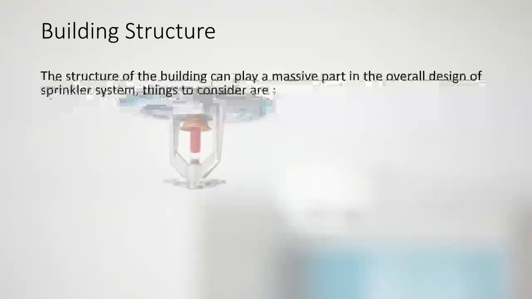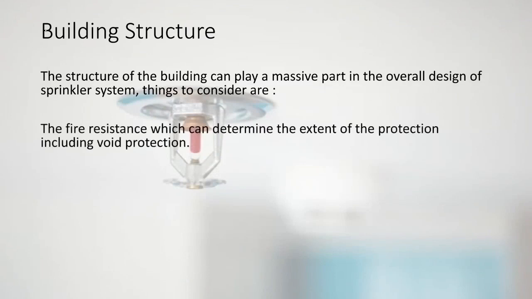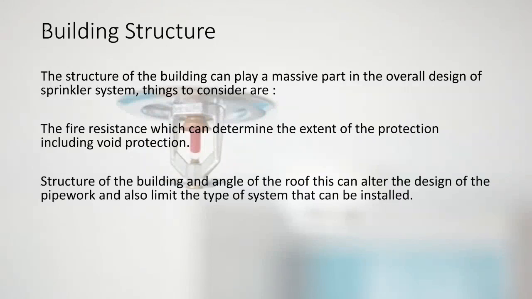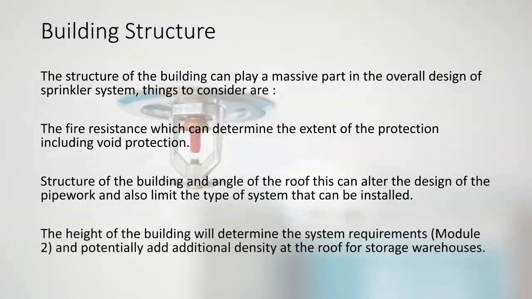So then we move on to the building structure. Structure of the building can play a massive part in the overall design of sprinkler systems. Things to consider are the fire resistance, structure of the building and angle of the roof, which can alter the design of the pipework and also limit the type of system. So for instance, in a roof and rack, in a high hazard storage roof, I think the maximum angle of the roof is 10mm. The height of the building will determine the system requirements, and potentially add additional densities at the roof.